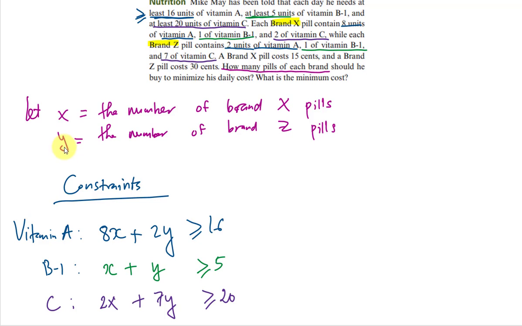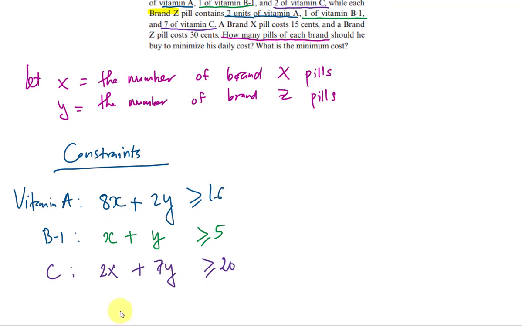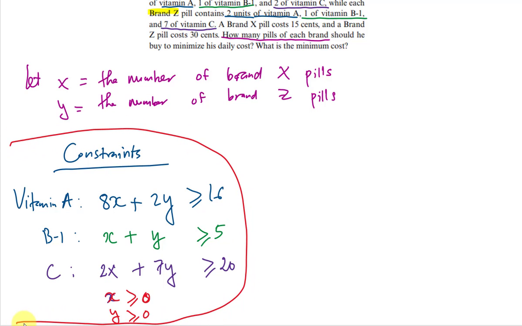That is the linear inequality that you get from the problem. And because X and Y represent the number of the pills, you cannot have a negative value. It doesn't make sense in this context. So we have 2 more linear inequalities: X needs to be bigger than or equal to 0, and Y needs to be bigger than or equal to 0, because we cannot get a negative number of pills. So those are your constraint linear inequalities.